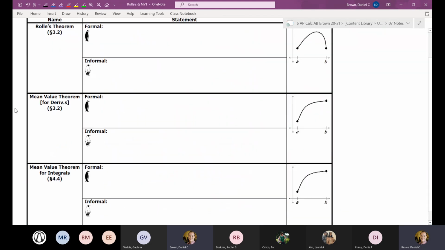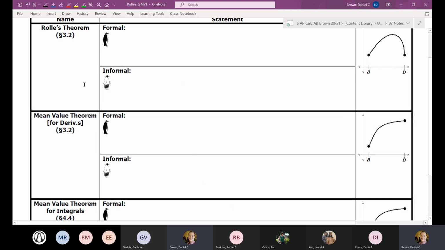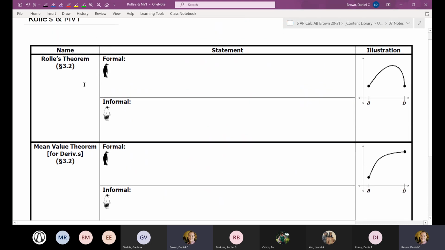Next slide, we have the remaining three theorems. I have Rolle's theorem, then the mean value theorem for derivatives, and then the mean value theorem for integrals. Rolle's theorem is the only one that has a name that doesn't sound so formal. Not really an abbreviation for it. You can just call it Rolle's, and we'll know what we're talking about. But again, you don't have to know the name of these theorems on the exam. You just have to know the requirements and then what you conclude from them.